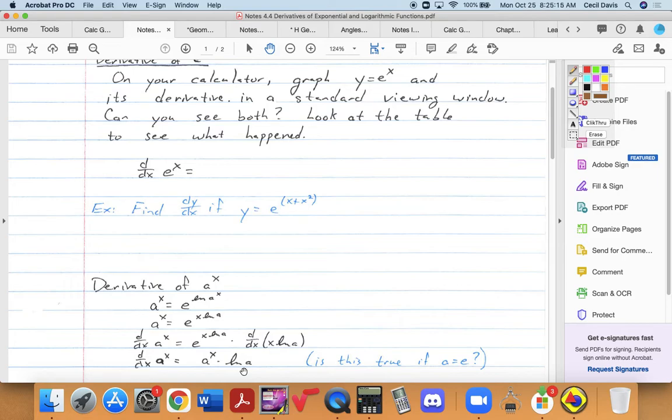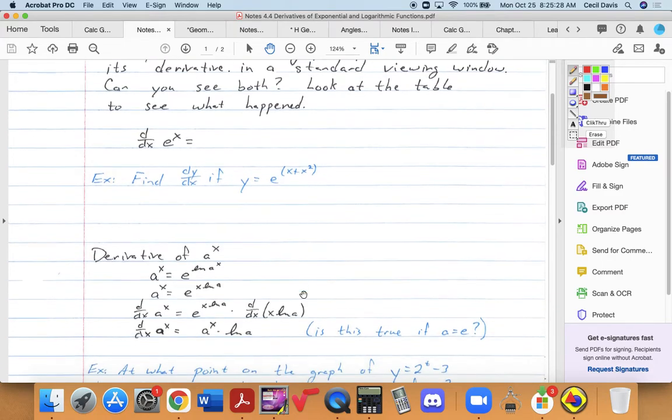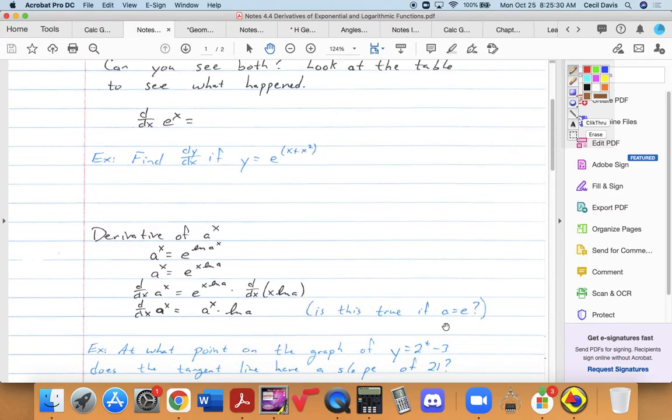And what other ones should you know? What's natural log of 1? It's 0. Okay, that one. This is true if a equals e. So if you were only going to memorize one of them, you should memorize this one. But you should really just memorize both.